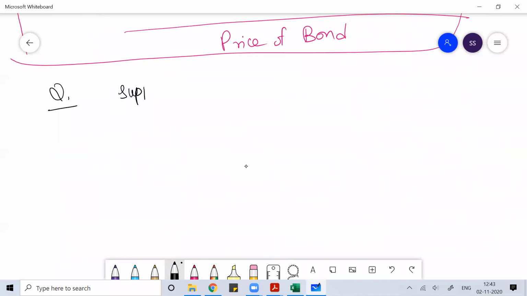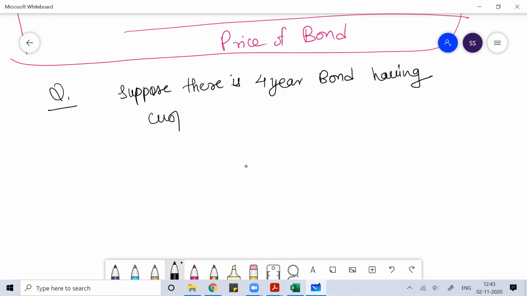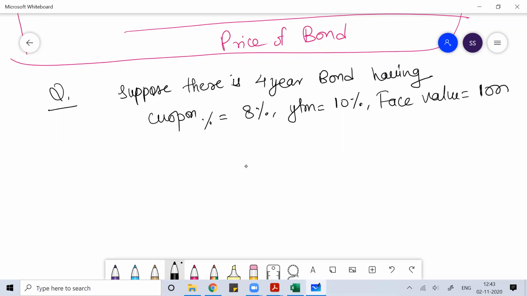Suppose there is a 4-year bond with a coupon rate of 8%. The YTM is, suppose, 10%, and the face value is, suppose, 1,000 rupees.